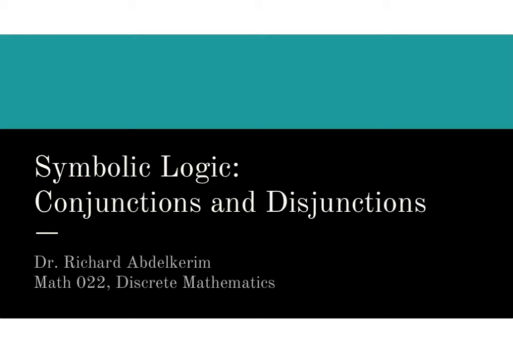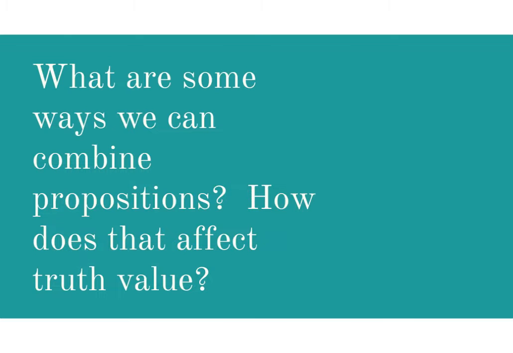In this video, we're going to talk more about symbolic logic, this time focusing on a couple more terms in our list from the previous video, so that would be conjunctions and disjunctions. So the question we're going to answer is, what are some ways we can combine propositions? How does that affect truth value?